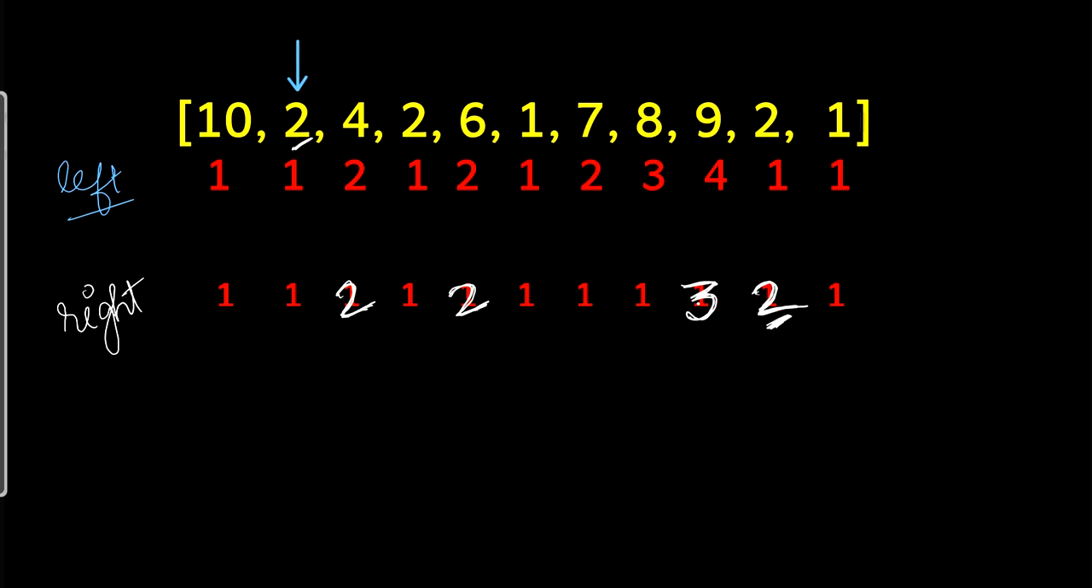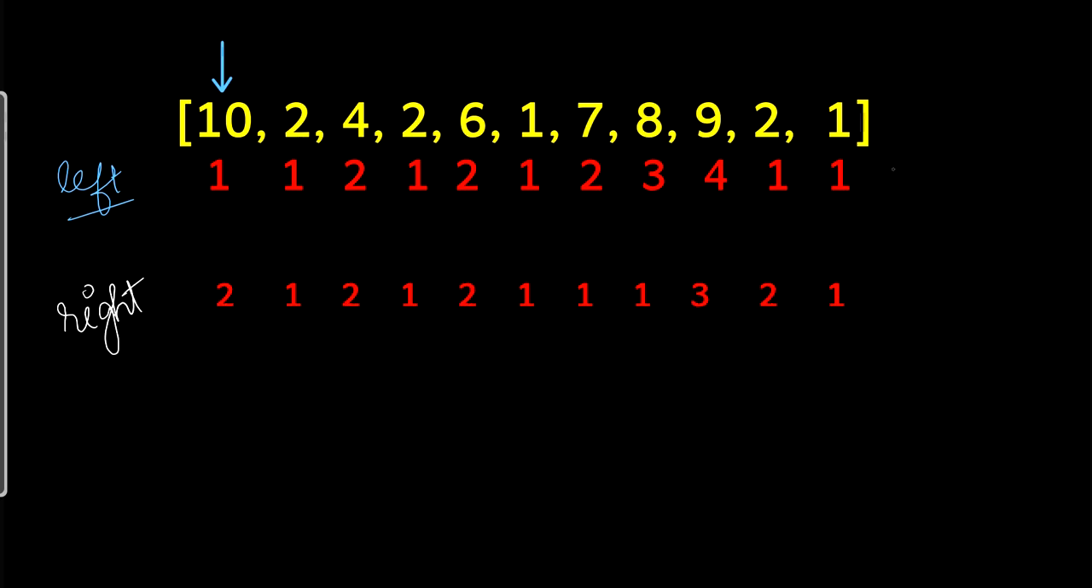Then for rating 2, is 2 greater than 4? No. So this child will get only 1 candy. Then for the child who has rating 10, if I compare with its right neighbor, 10 is greater than 2. So this child is supposed to get more candies than its right neighbor. So here I will have 2 candies. I will give 2 candies to this child.